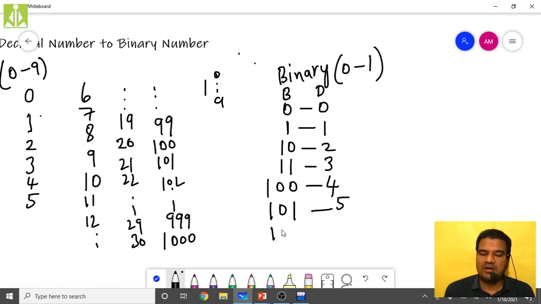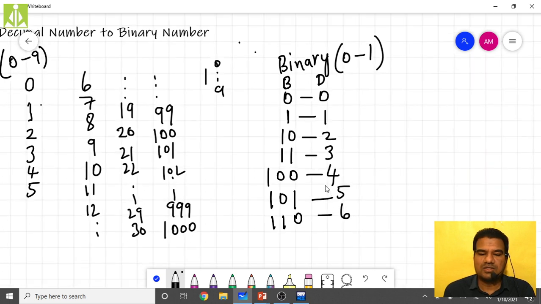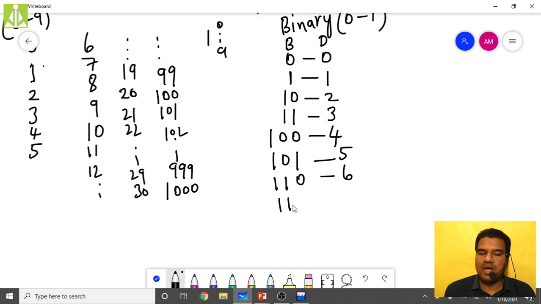Then 110, this is your 6. Then 111, this is your 7. Again we ran out of the combinations.